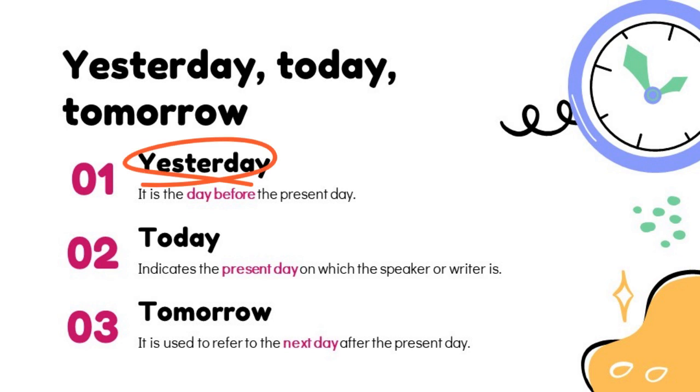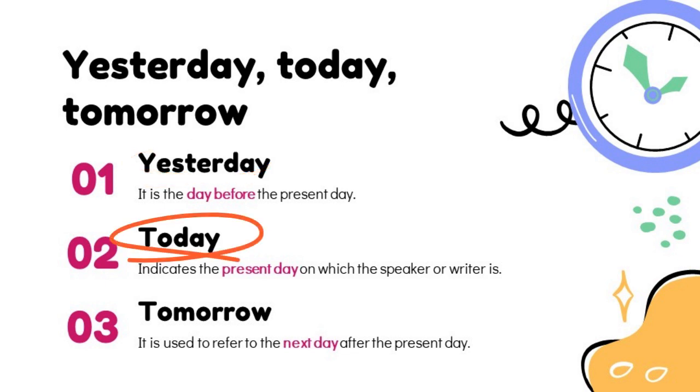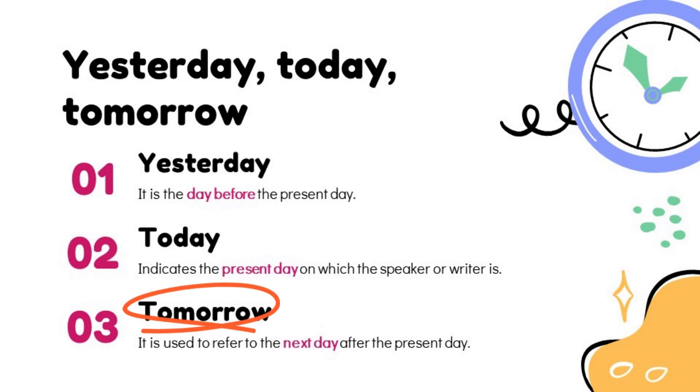For example, yesterday is Monday. Today indicates the present day on which the speaker or writer is. For instance, today is Tuesday. Tomorrow. It is used to refer to the next day after the present day. For instance, tomorrow is Wednesday.